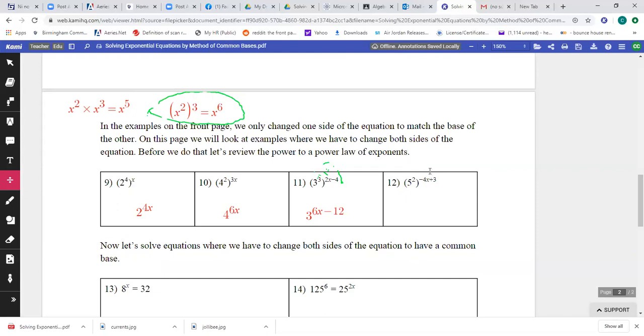So if I multiply the 2 into both terms, this will give me 5 to the negative 8x, and then 2 times 3 is 6. So I multiply the powers.